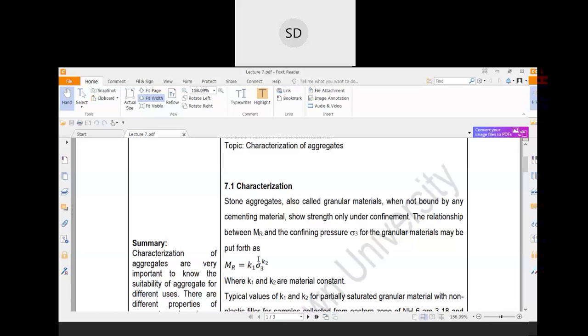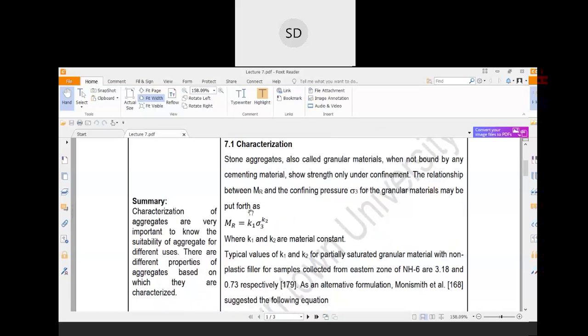For example, these K1 and K2 values are found to be 3.18 and 0.73 respectively for granular soil with non-plastic fines, and that sample was collected from NH6. So that is an example of how the K1 and K2 values look.